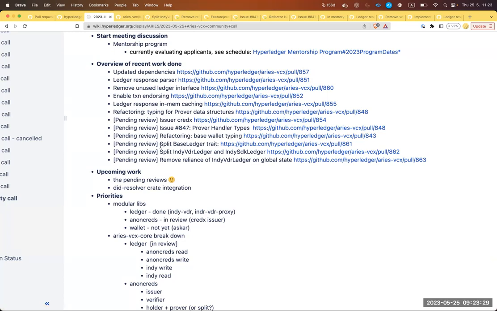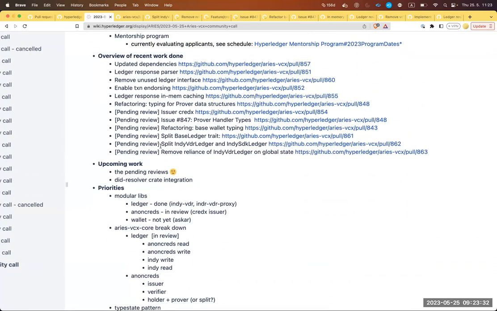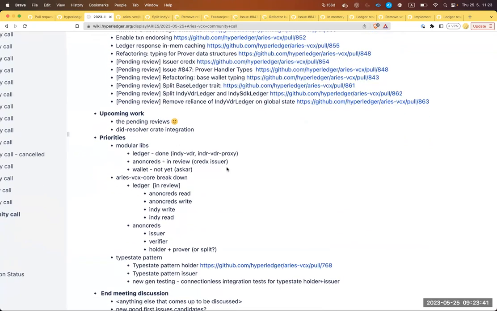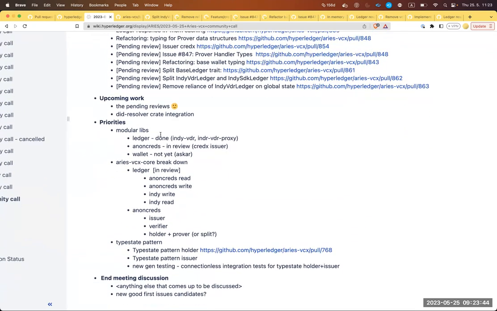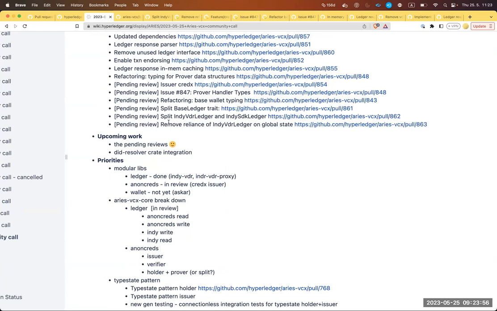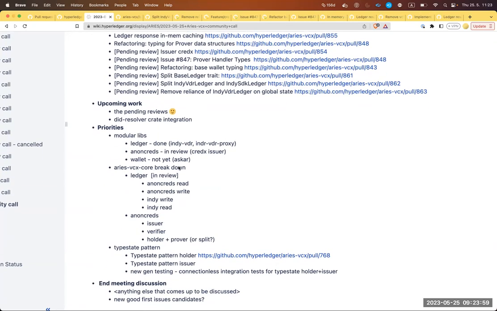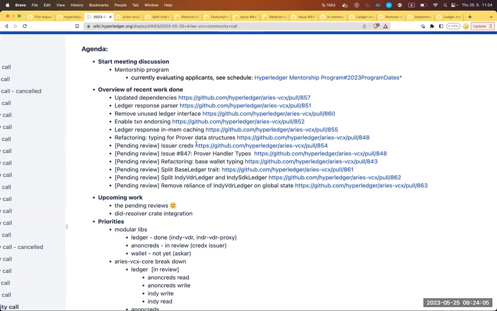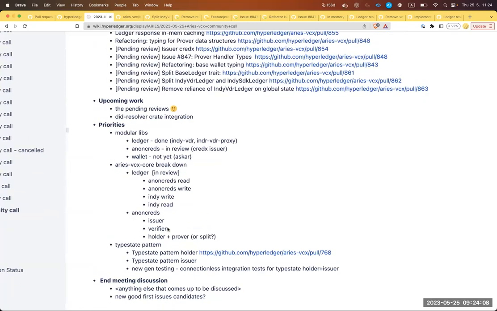Cool. So, yeah, in terms of upcoming work, I have a bunch of things to merge, the credex and this ledger stuff. Those will be the priorities. Finish our side of the mentors. We need to pick out our mentees from all of the candidates, and then just continue driving all these things to completion, the credex and the ledger stuff.